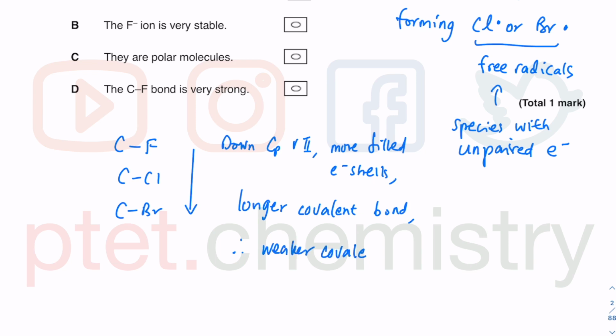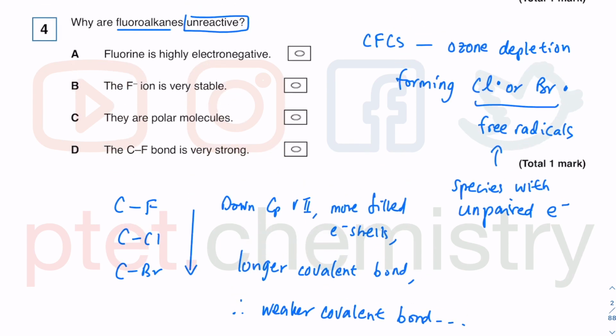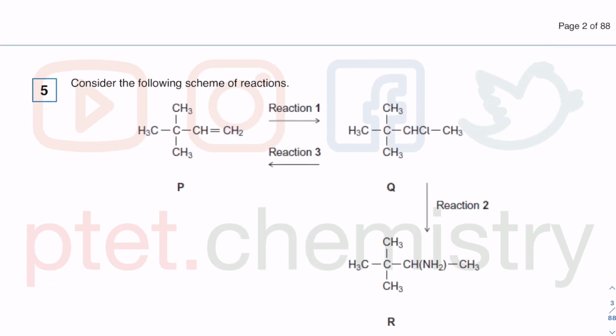So in hindsight, we can think of the CF bond being very strong, and therefore it's more difficult to break. It requires a large amount of energy to break in order to form the fluorine radical, and therefore the CF bond doesn't break easily, therefore it's a fairly unreactive halogenoalkane.